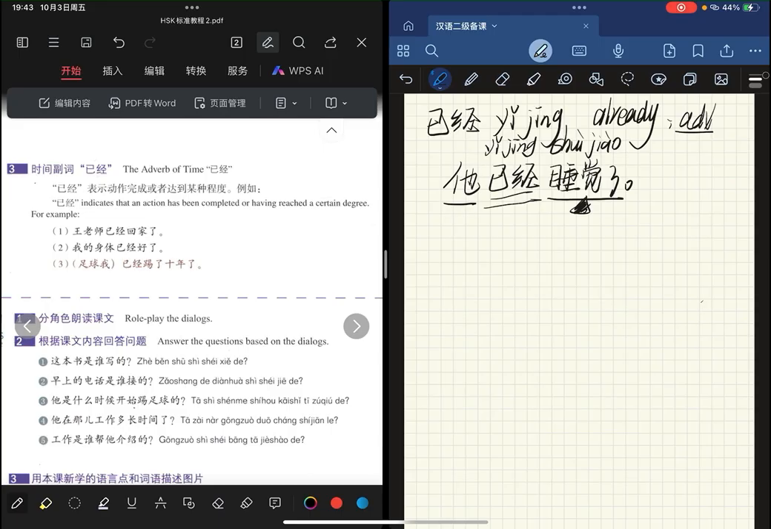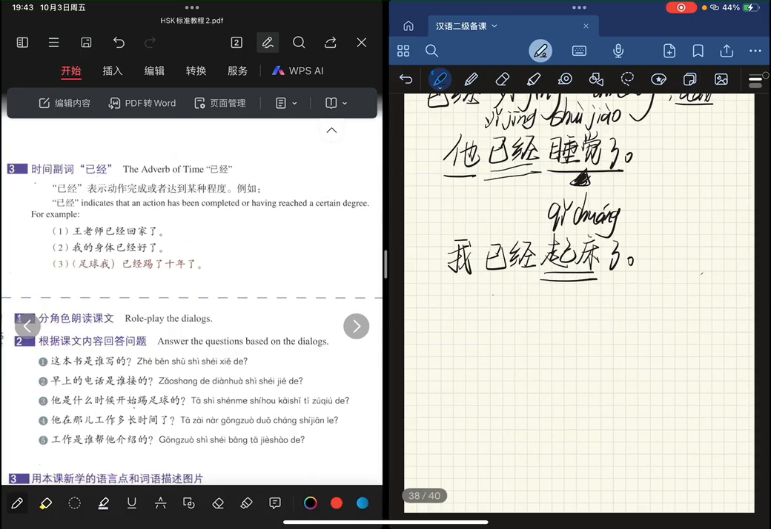If I want to say I have already gotten up, the get up is 起床, right? So I can say 我已经起床了。I have already gotten up. The action of 起床 is completed, right? Okay, let's see another one.